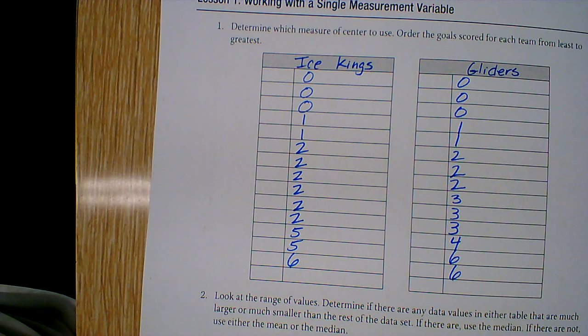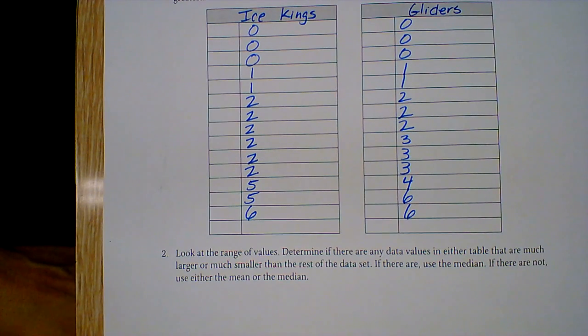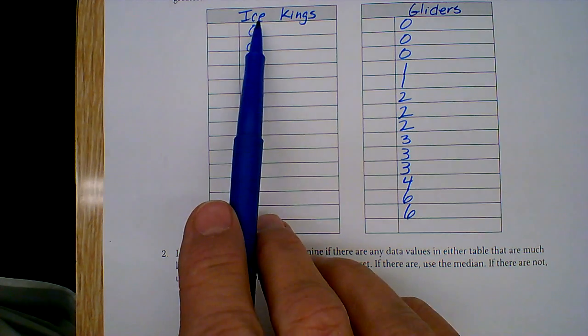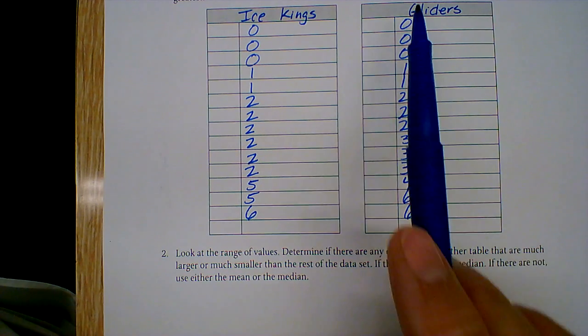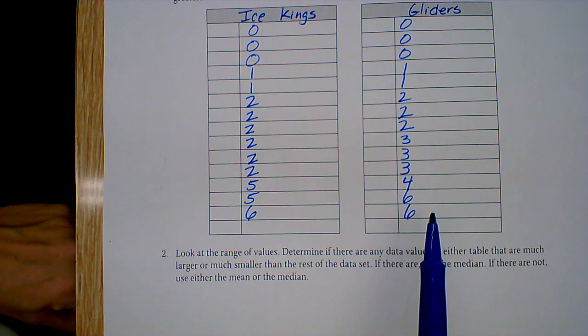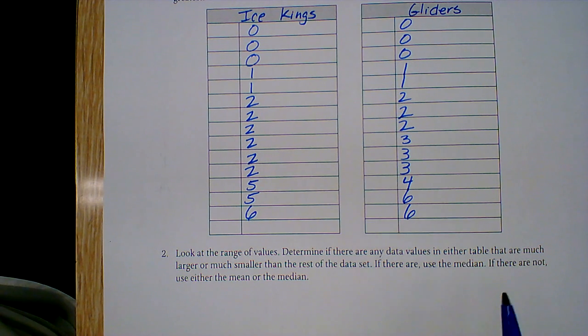So we're going to look at the range of the data, which is the next thing it says to do. We're going to determine if there are any data values in either table that are much larger or much smaller than the rest of the data set. If there are, use the median. If not, we could use the mean or the median. Most of the numbers fall between 0 and 6 here, and most of the numbers fall between 0 and 6 here. Okay? So there's really not that big of a difference, so we could use either the median or the mean.